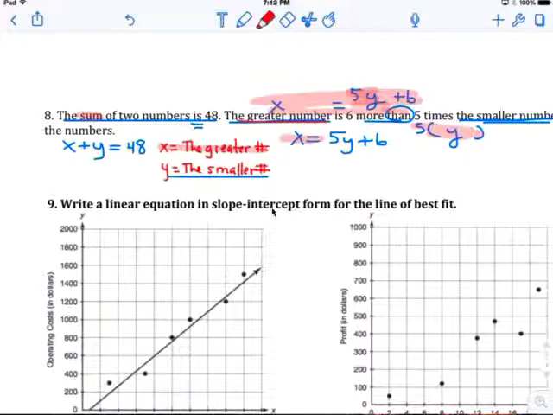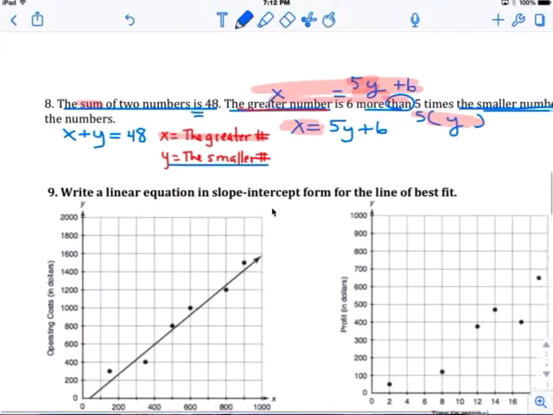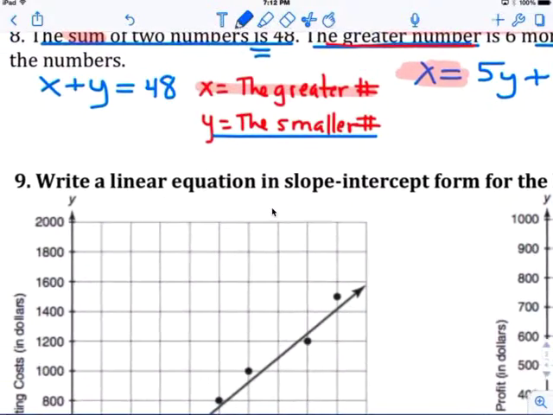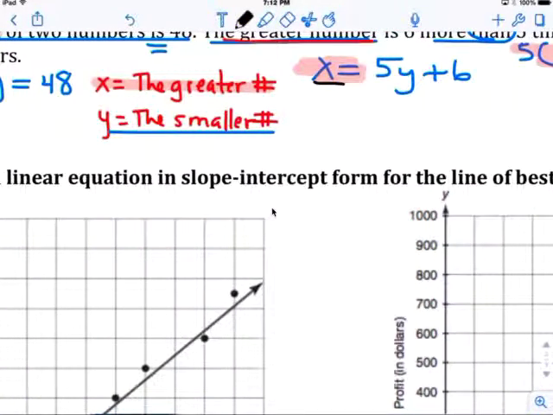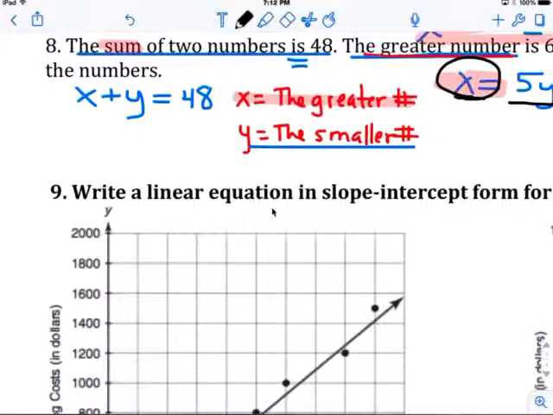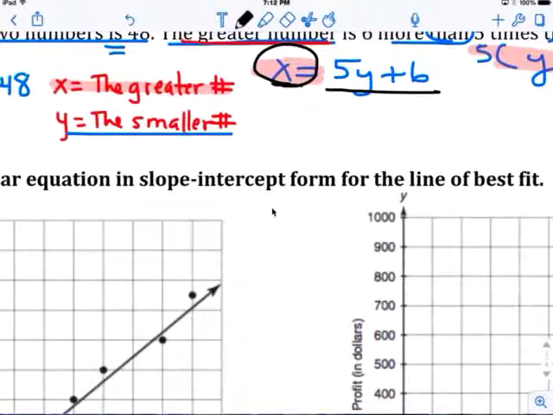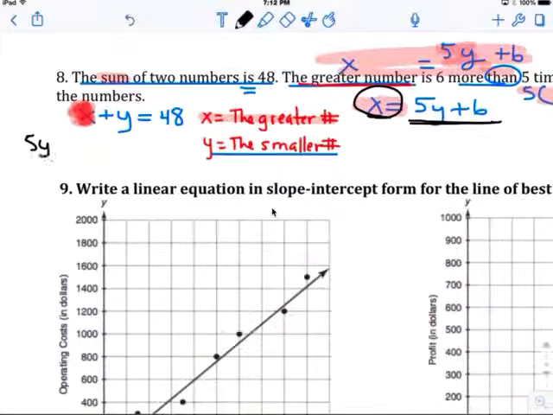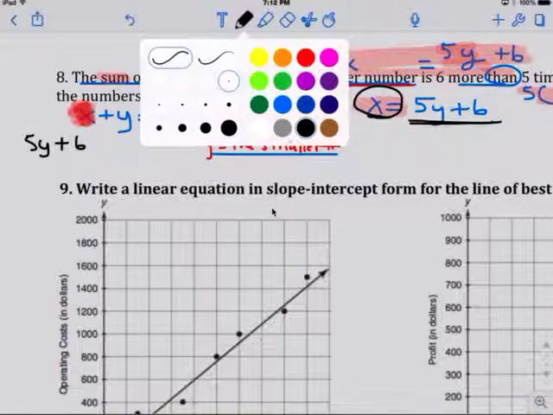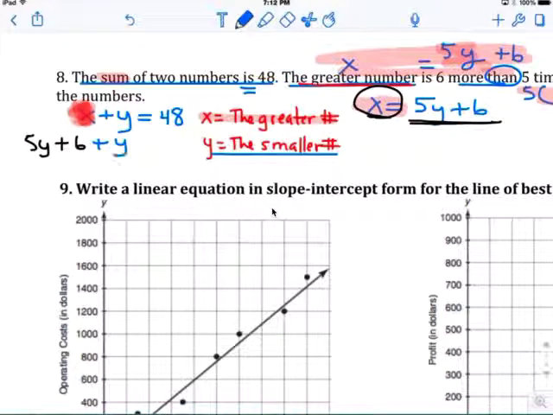Because this has x equals, and x and y are not together, do not use elimination, use substitution. That means take this problem and put this for the letter x in the other problem. So for x here, pretend it's not there. Substitute that with this whole thing. So 5y plus 6 plus that y equals 48.